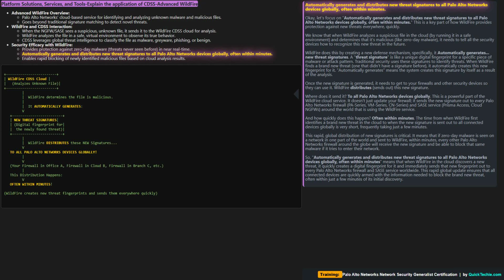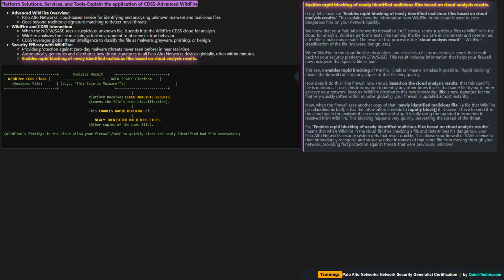So, automatically generates and distributes new threat signatures to all Palo Alto Networks devices globally, often within minutes, means that when WildFire in the cloud discovers a new threat, it quickly creates a digital fingerprint for it and immediately sends that new fingerprint out to every Palo Alto Networks firewall and SASE service worldwide. This rapid global update ensures that all connected devices are quickly armed with the information needed to block the brand new threat, often within just a few minutes of its initial discovery.